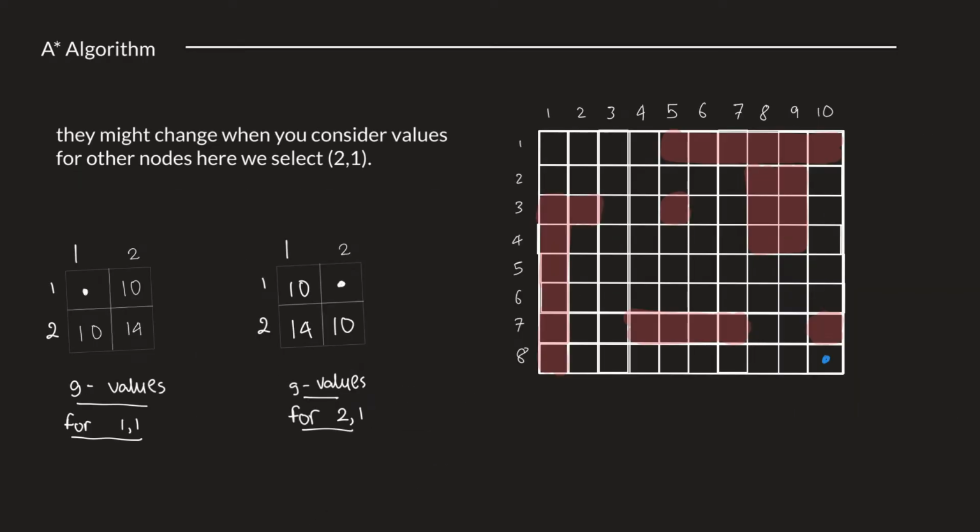Here's an important thing that you need to know: movement cost values don't stay fixed. They might change when you consider values for other nodes. So over here we select the first node, and then we select the second node. A zoomed up view of both of these cases is explained over here. Here we have it for 1,1, and this is for 2,1. In the first case, the movement cost was 10, but in the next case, it's 14. This is just a matter of perspective from going from one node to the other node.